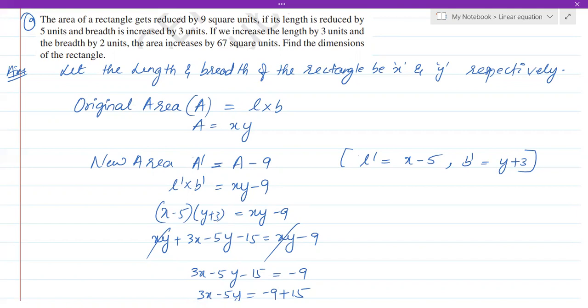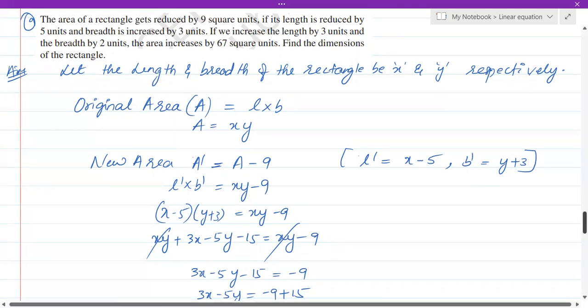Similarly, again, we are increasing the length by 3 units and breadth by 2 units. So we have a new length and new breadth again. Therefore, we will have a new area. Calculating that, we'll get the second equation. Solving equations 1 and 2, we'll get the value of length and breadth respectively. So with this, we have completed the word problems and also the chapter. I hope you have understood the concept. Thank you, students.